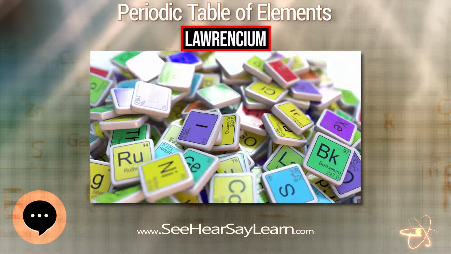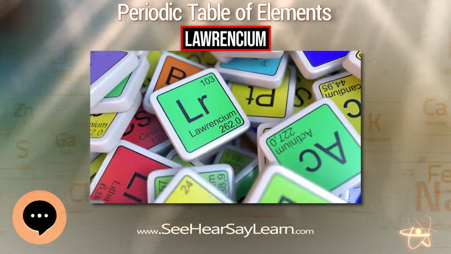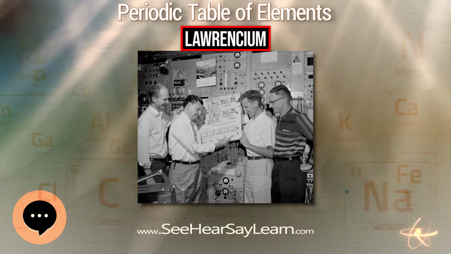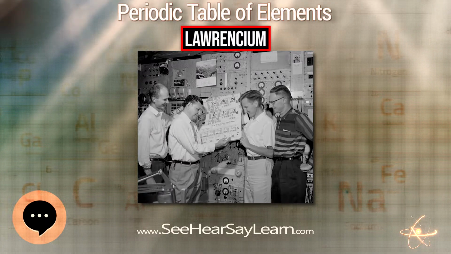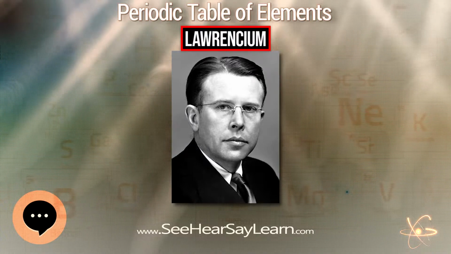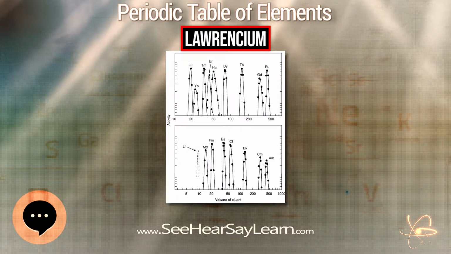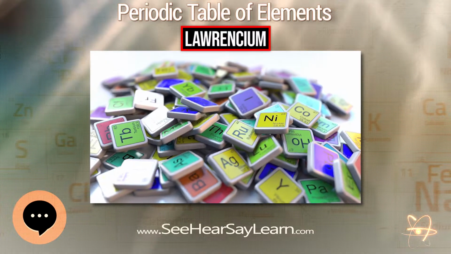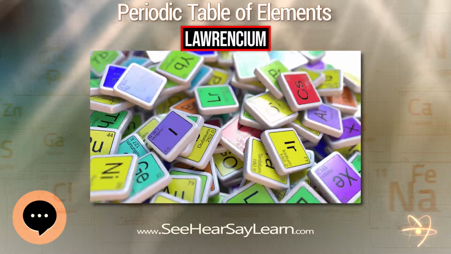All final doubts were finally dispelled in 1976 and 1977 when the energies of X-rays emitted from 258-103 were measured. In 1971, the IUPAC granted the discovery of Lawrencium to the Lawrence Berkeley Laboratory, even though they did not have ideal data for the element's existence.